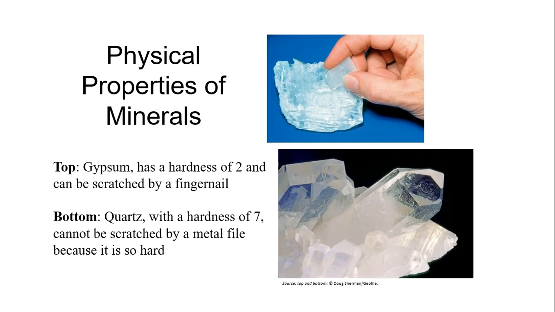Here are two good examples of hardness. On the top you have gypsum, which we saw in the table on the previous slide, has a hardness of 2. You can take your fingernail and scratch gypsum. That's how soft gypsum is. Whereas on the bottom, you have quartz, which has a hardness of 7. Now, quartz is extremely resistant. You can take a metal file to quartz and it won't scratch it because of the hardness of the quartz.